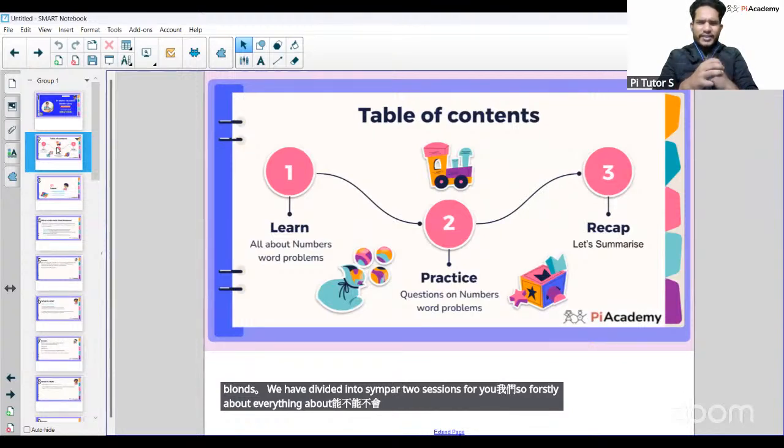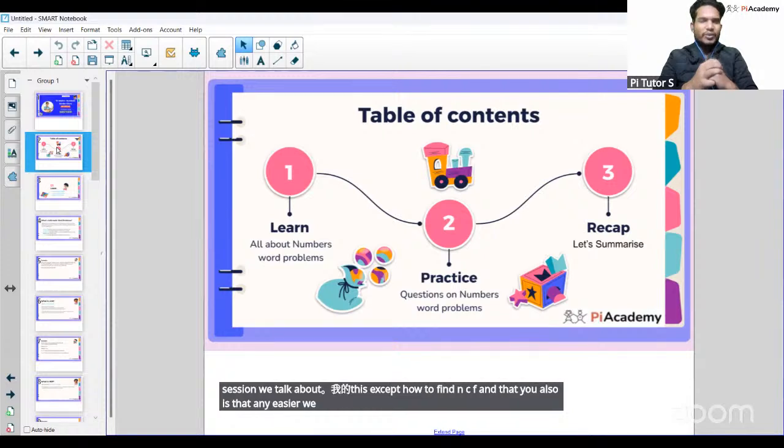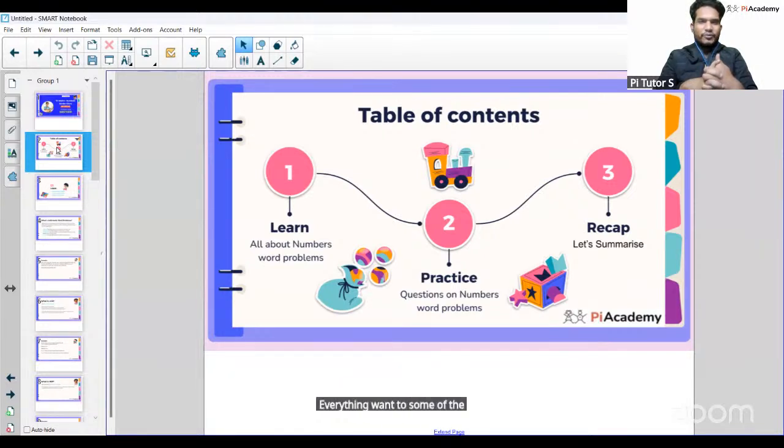Firstly, we will learn everything about numbers and the word problems on numbers. In this learning session, we'll talk about what is LCM, what is HCF, how to find LCM and HCF, and also whether there is any easier way to figure it out. Then we will slowly move on to some of the word problems, also involving multi-step word problems. Now, what are multi-step word problems? Anyone? Any idea?